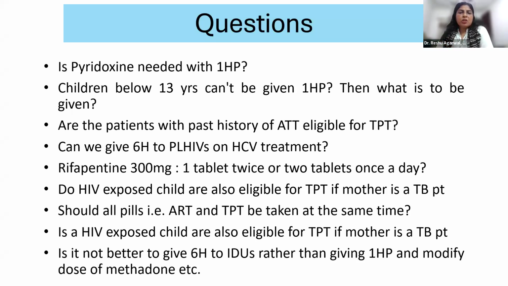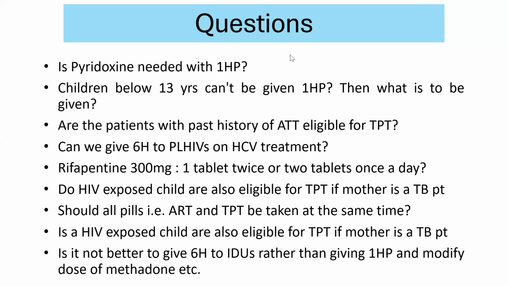Is it not better to give 6H to IDUs rather than give 1 HP, modify the dose and methadone, etc.? With ART we know the adherence of IDUs is really poor, and from the centers we have closely worked with, which have a lot of PLHIV who are injecting drug users, we really find that the adherence to ART as well as the continuation of IPT or 6 months of INH was very low.